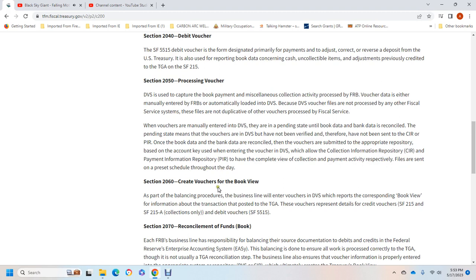Section 2060, Creating Vouchers for Book View. As part of the balancing procedure, the business line enters into Debit Voucher Submission vouchers that report the corresponding book view information for transactions, both with the Treasury General Account. These vouchers represent the detailed credit vouchers, Standard Form 215 and 215A, collections only, and debit vouchers, Standard Form 5515.